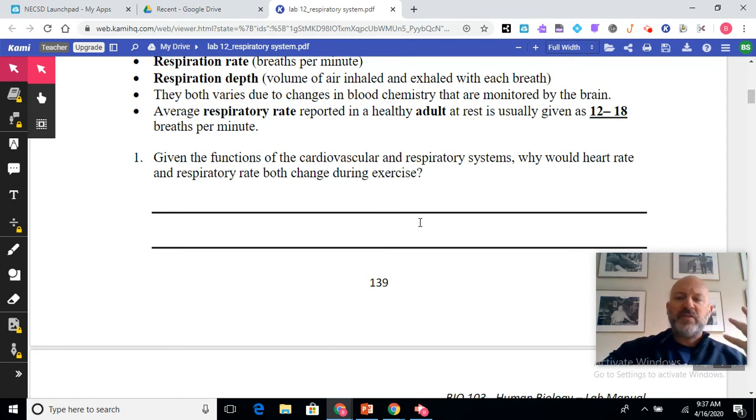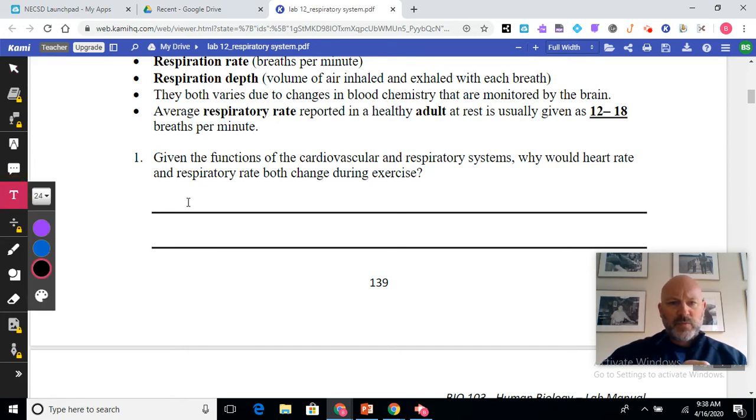Knowing the function of the cardiovascular system and the function of the respiratory system, why would the heart rate and the respiratory rate change during exercise? Well, when you're exercising, there's an increased demand by the muscles for oxygen. So we have to deliver oxygen to the muscles faster, which requires breathing to be faster. We also have to eliminate carbon dioxide gas faster. In addition to that, we have to increase heart rate, because we have to pump that oxygenated blood out to the muscles faster.